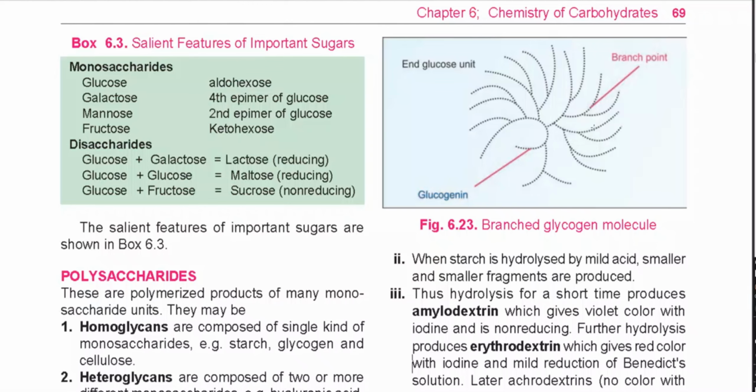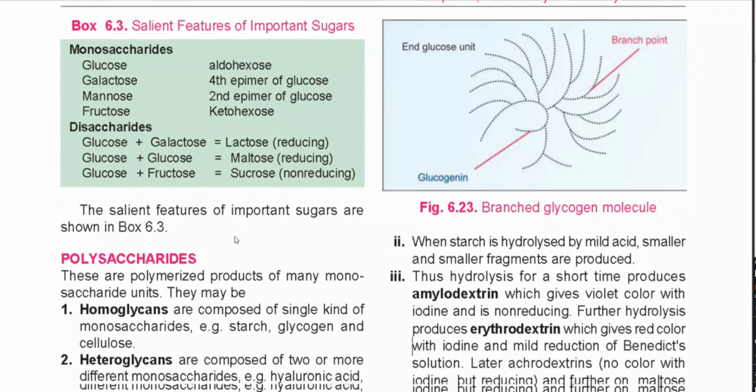Hello students, have you wondered about the term polysaccharides? Today we will discuss in our Physio-Pulse channel the polysaccharides and the different types of polysaccharides, with their structure as well as their application or significance. Now let us understand what polysaccharides are.